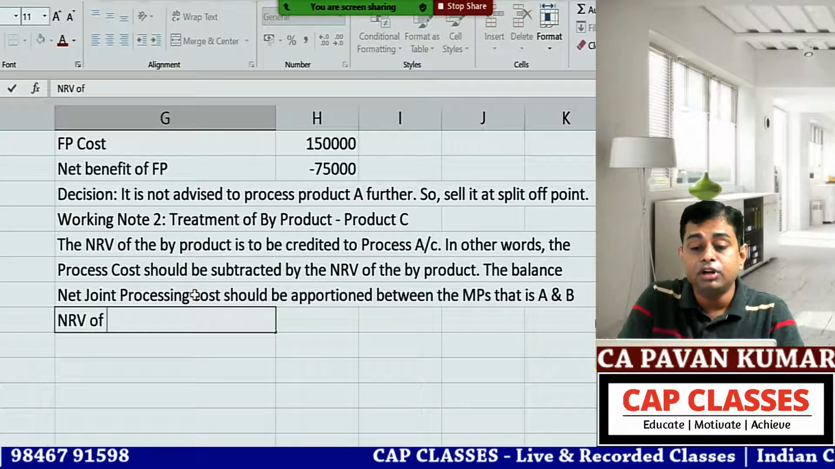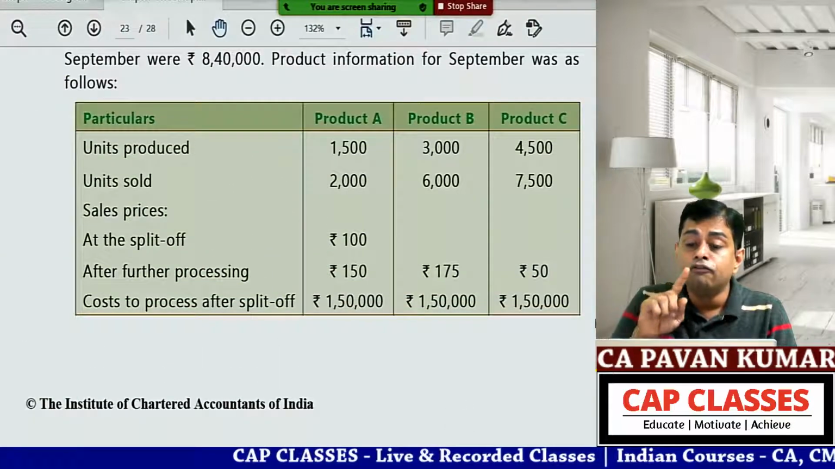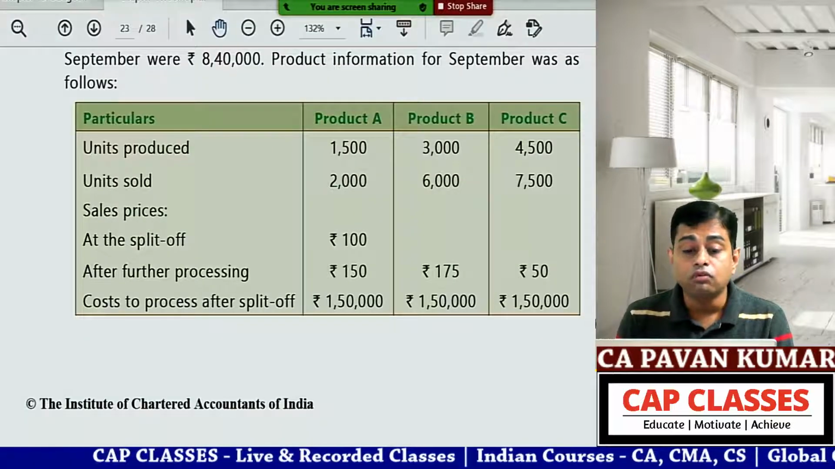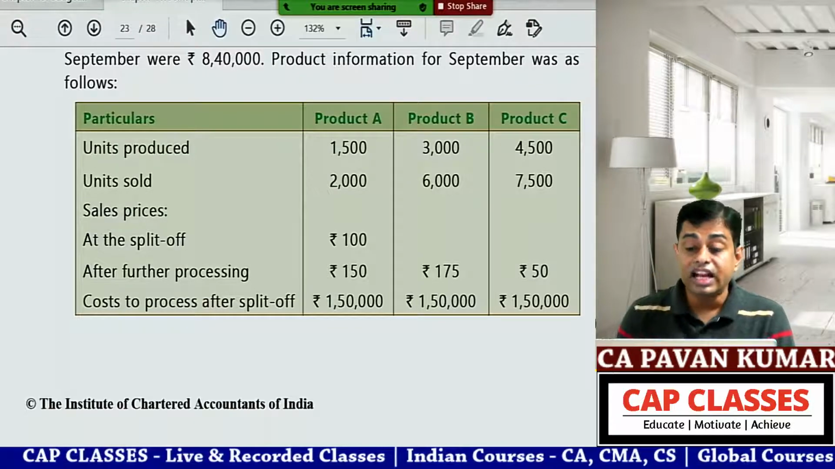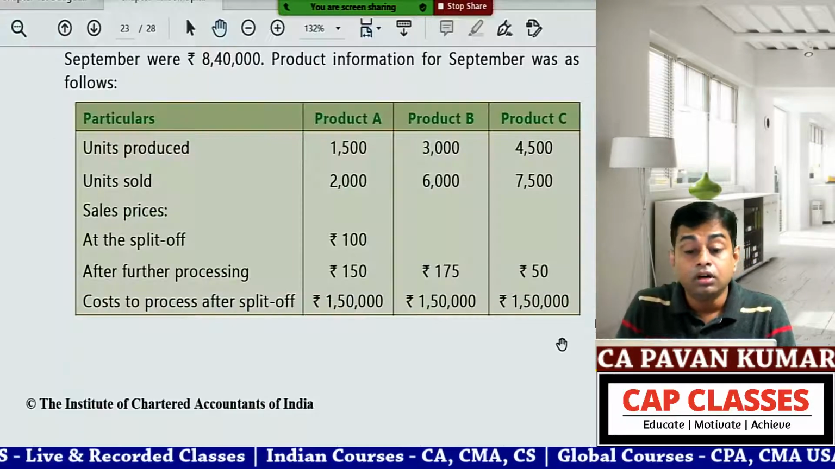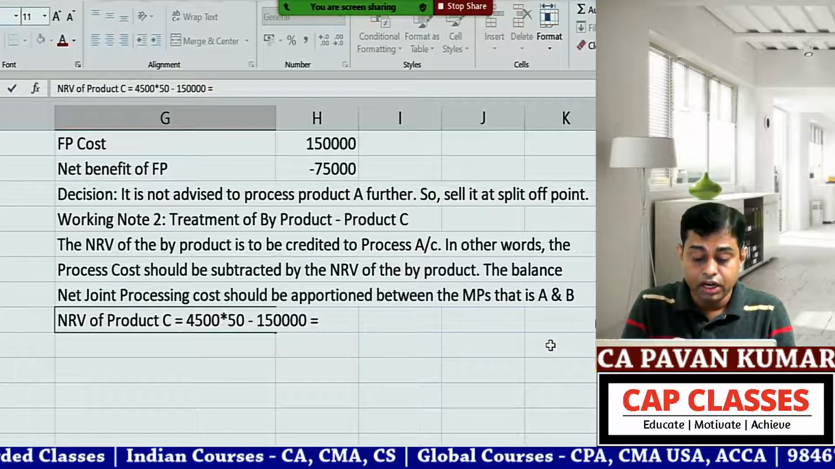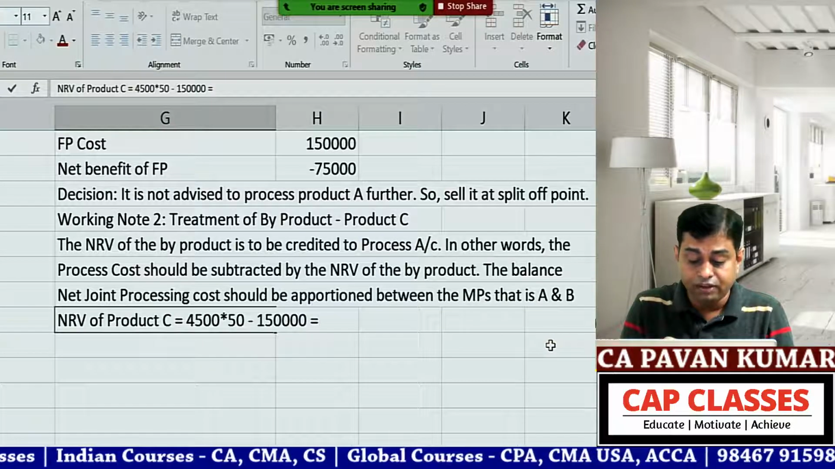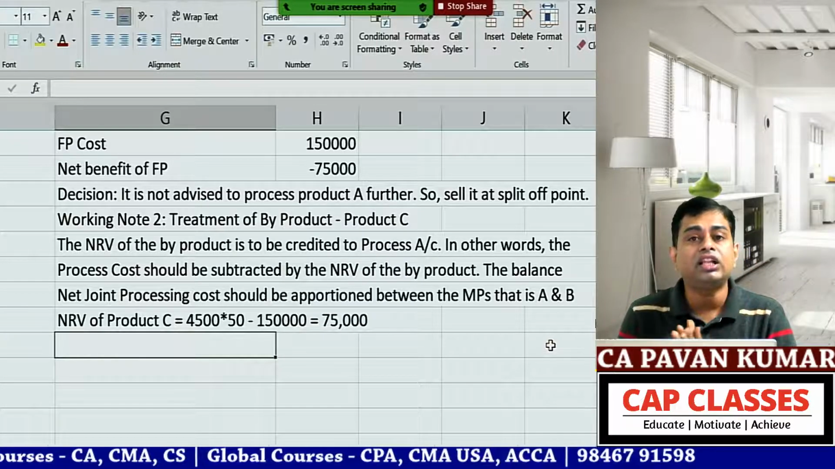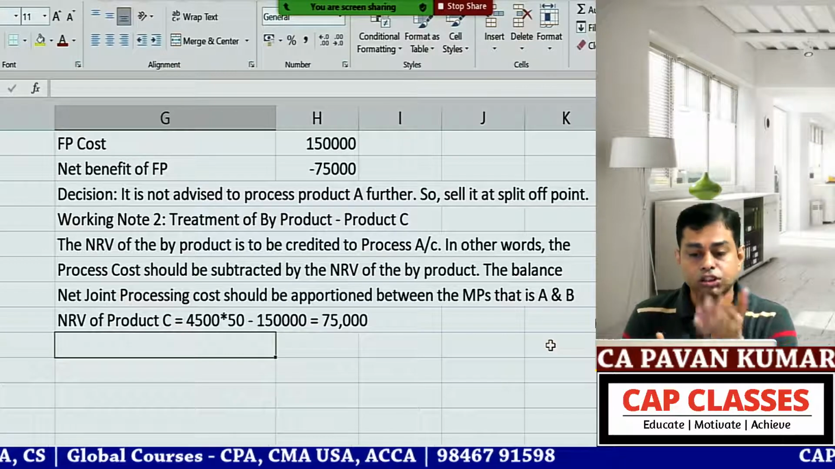Now the net realizable value of product C is equal to, so how many units were produced during the period? 4,500, into the selling price, 50. 4,500 into 50, minus the further processing cost after split-off point, 1,50,000. So calculate it: 4,500 into 50 rupees is 2,25,000, minus 1,50,000. So can I say the net realizable value of product C is equal to 75,000? Selling price into quantity, sales revenue, minus further processing cost. So that is net realizable value.